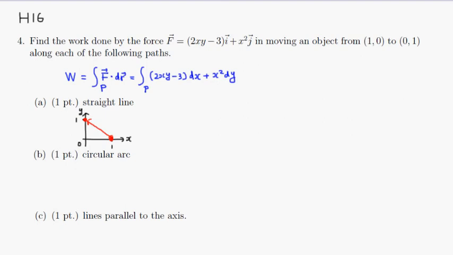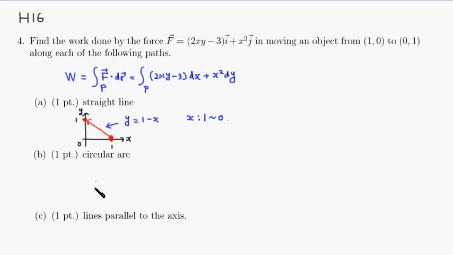The equation of this straight line is easy to find: y equals, with y-intercept 1 and slope -1. So you can just do that, and x is going from 1 and ending at 0. We can evaluate that using this line. I think you can do that.